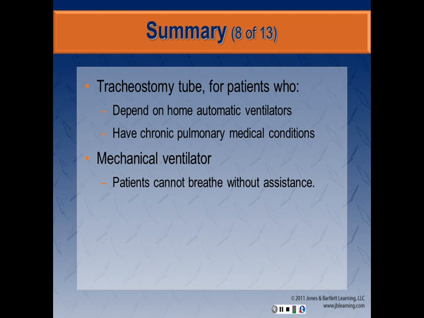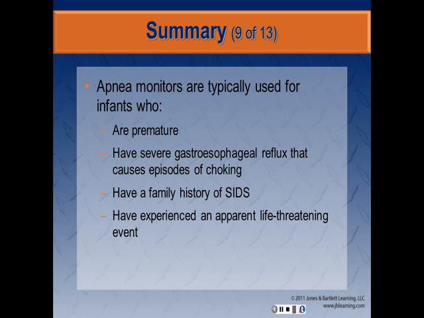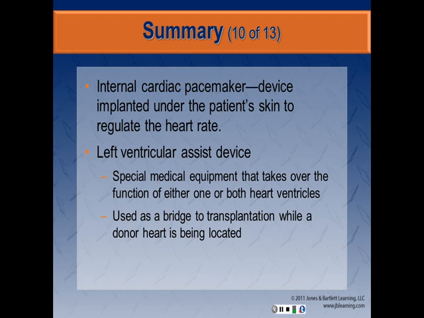Tracheostomy tubes are for patients who depend on home automatic vents and have chronic pulmonary medical conditions. Mechanical ventilators are for patients who cannot breathe without assistance, and if it malfunctions, take them off the mechanical vent and start ventilations with a bag mask device. Apnea monitors are typically used for infants who are premature, have severe gastroesophageal reflux that causes episodes of choking, have a family history of SIDS, or who have experienced an apparent life-threatening event.